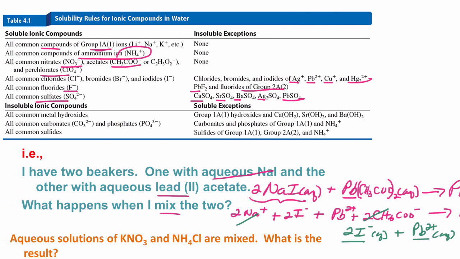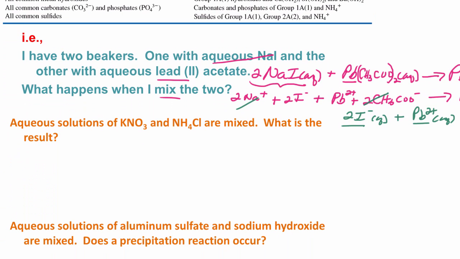Let's take a look at this next one. We have aqueous solutions of potassium nitrate and ammonium chloride. We mix them together. What is the result? Is there a reaction? I think some of you are looking at these two now, and just by looking at them, you realize that there is no reaction. NR, no reaction. Now, for some of you that don't see that, let's go ahead and write the equation.